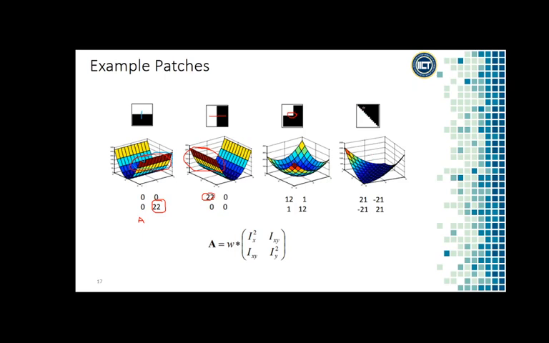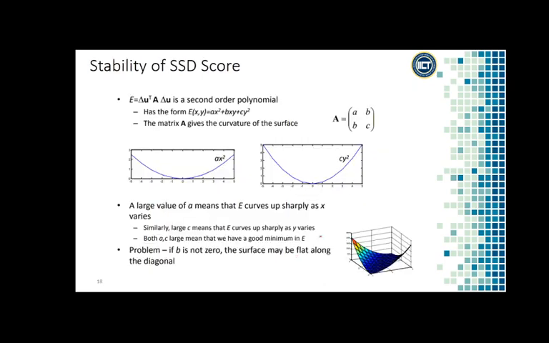Similarly, if you have a kind of step edge, there will be gradient in all the directions. So this particular E value which we are looking for is a second order polynomial. So it's a second order polynomial.